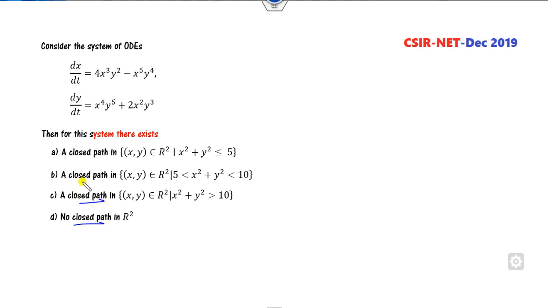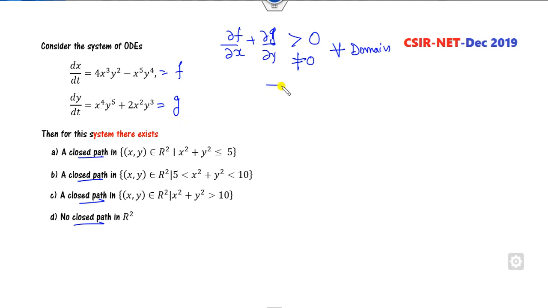Okay, what is a closed path solution? If I consider this as f and this as g, you can simply take g upon y. If it is greater than 0, or you can say it is not 0 for all the domain, then it means no closed path. That's a simple tip for you.